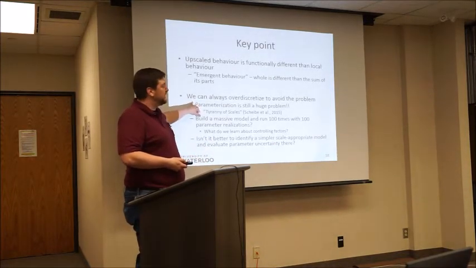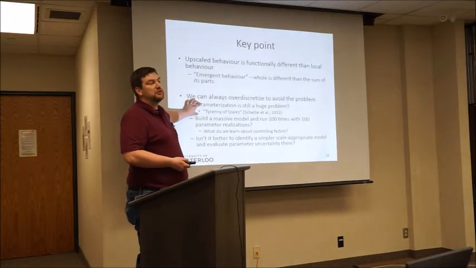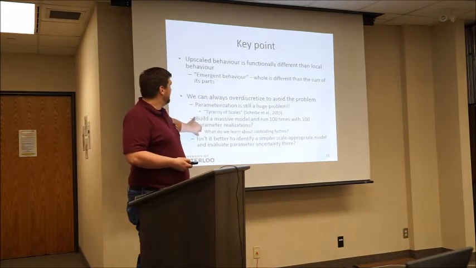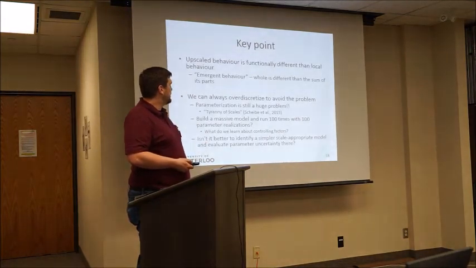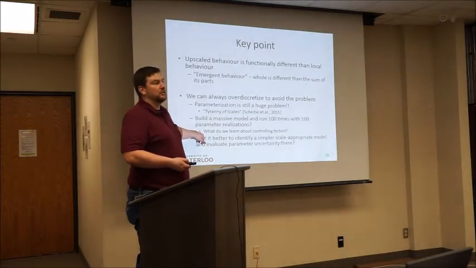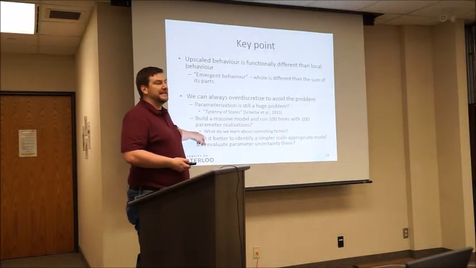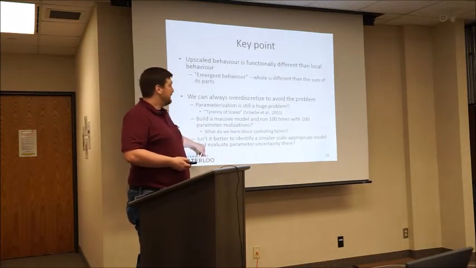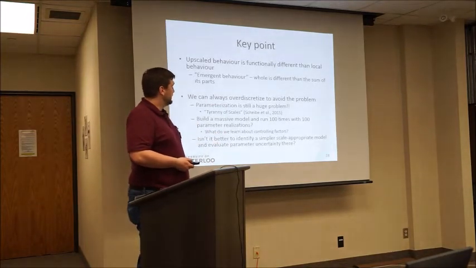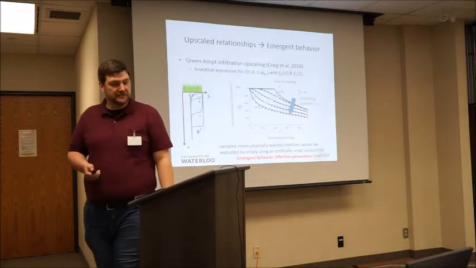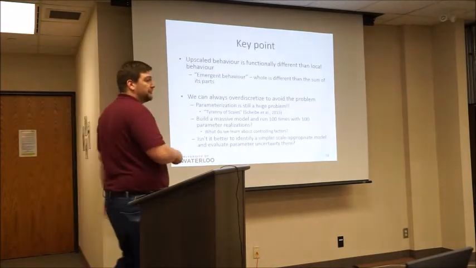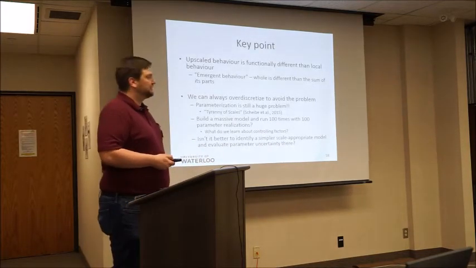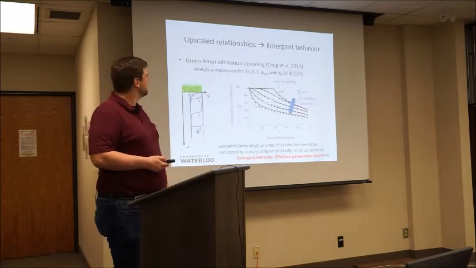So we can always get around this by over-discretization. Parameterization is still a huge problem. We can't characterize the world in that level of detail, and we don't learn much from it. We can always build a massive model, run it 100 times, with many parameter realizations. What do we learn about controlling factors? What insight do we get into that upscaling process? Not a whole lot. I'm interested in trying to identify these scale-appropriate models and evaluate things like parameter uncertainty there. If we don't know the landscape, I'd rather use the simpler model to assess uncertainty than the sophisticated model, which you can run twice because it takes 3 weeks to run.